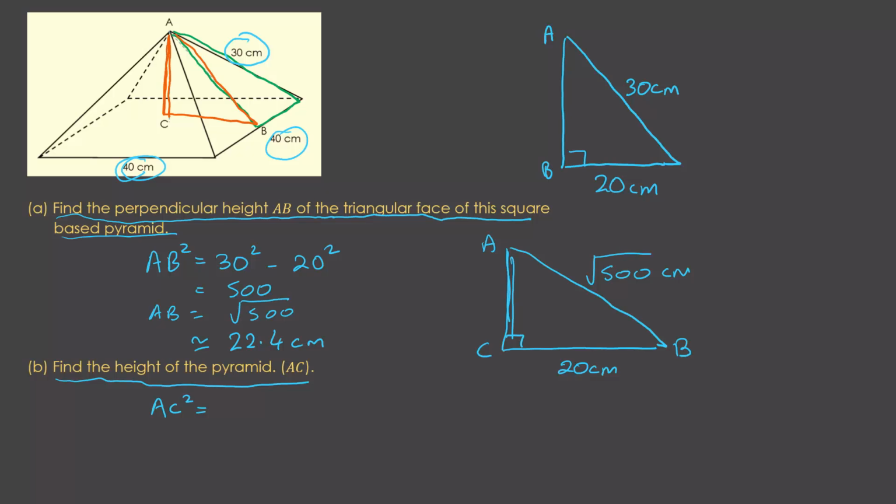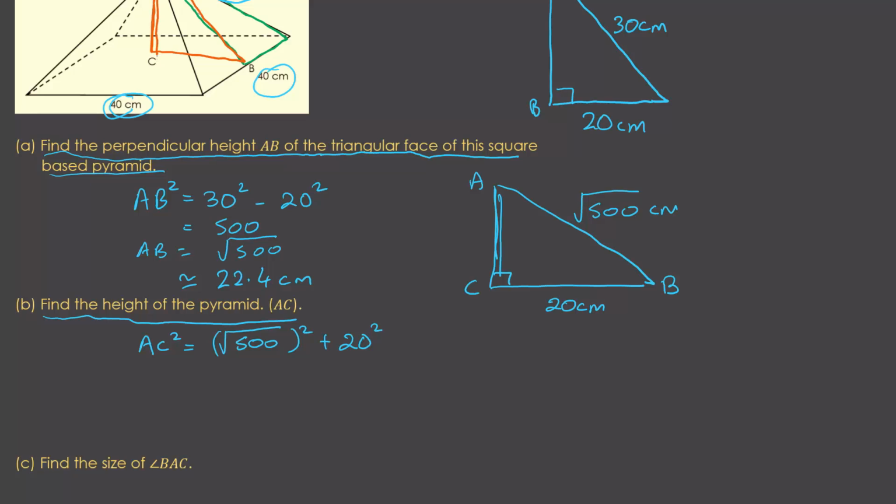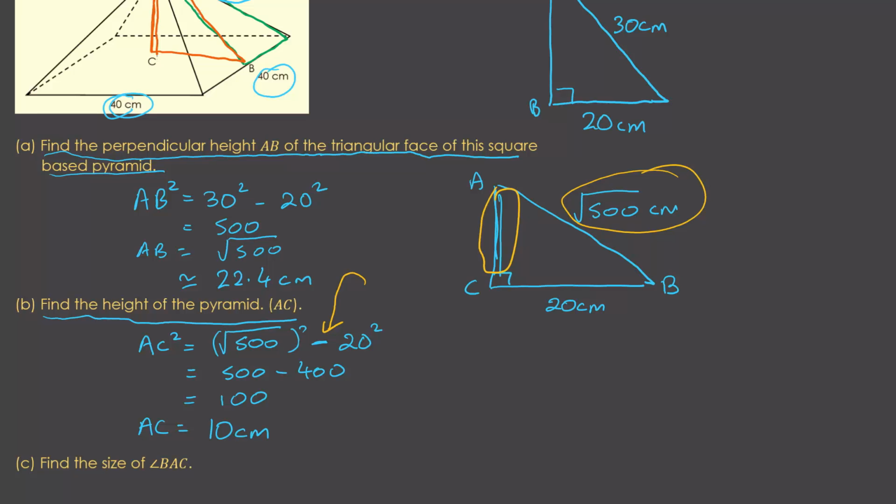So AC squared would be the square root of 500 squared, which is just going to be 500, plus 20 squared. Sorry, take away 20 squared. So that's 500, take away 400, which is 100. And therefore AC is 10 centimeters. Just needed to take a bit of care there. Of course, that had to be a minus because AC is a shorter side. This one was the hypotenuse there.